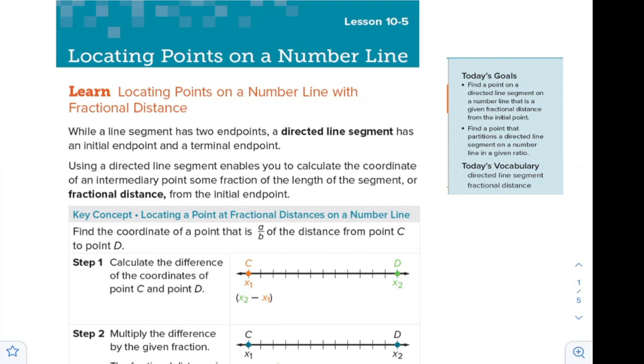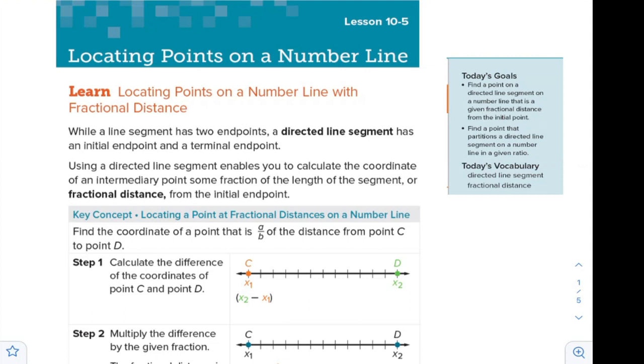In this lesson, we will discuss two parts. The first part will be to find a point on a directed line segment on a number line that is a given fractional distance from the initial point.